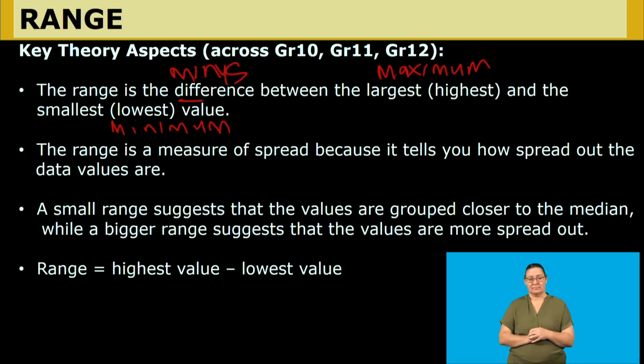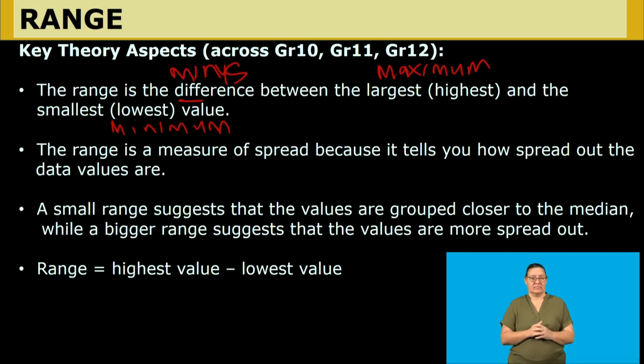The range is a measure of spread because it tells you how spread out the data values are. A small range suggests that the values are grouped closer to the median, while a bigger range suggests that the values are more spread out.